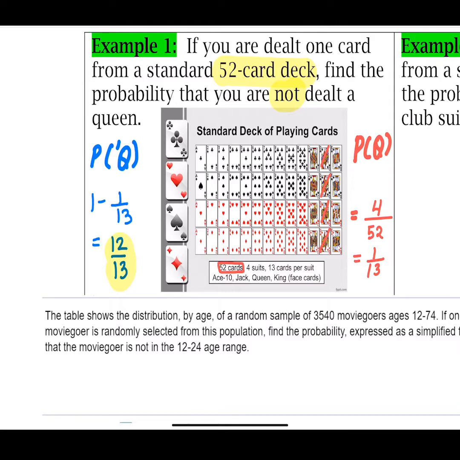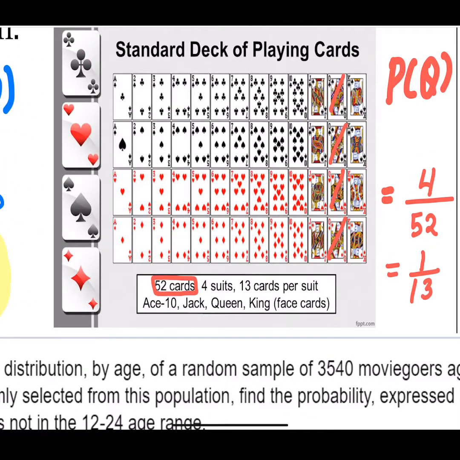Or what you can do is you can simply go ahead and count how many of them are not queens. So if I have 4 queens here, how many of them are not queens from a deck of 52 cards? Which is 52 minus 4. What would you get? 48. Do you see that? So 48 over 52. That's another way of doing it.